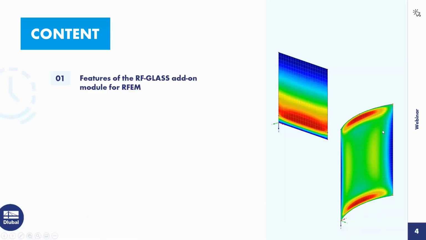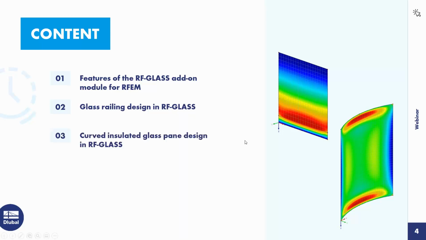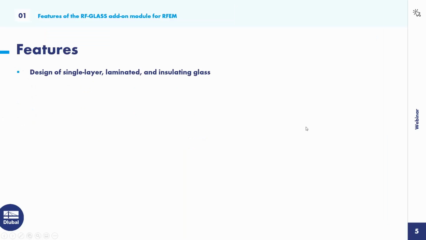To the agenda today. At first I will introduce some features of the add-on module of glass. Then I design a glass railing with the help of RFEM and add-on module of glass, and then a curved insulated glass pane. So I start with the features of glass. It's possible to design single layer, laminated and insulating glass, also curved glass. In the second example, I will combine curved glass and insulating glass.